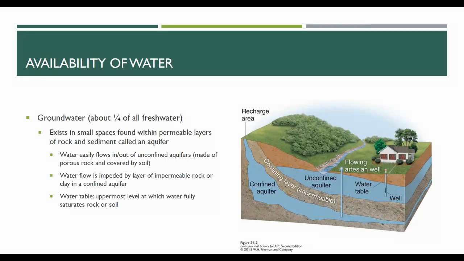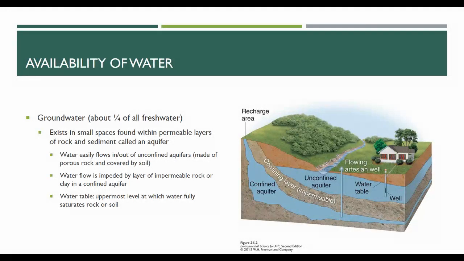We're going to take a deep look at groundwater, which is about a quarter of all of the fresh water on Earth. Groundwater exists in small spaces found within permeable layers of rock and sediment called an aquifer. There are two types of aquifers. They can either be unconfined or confined.